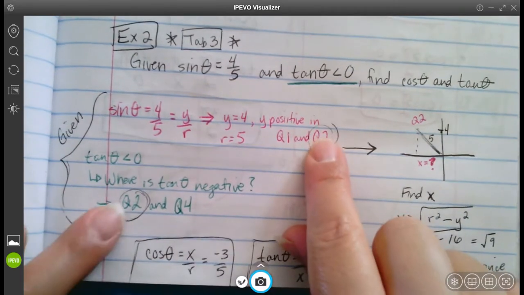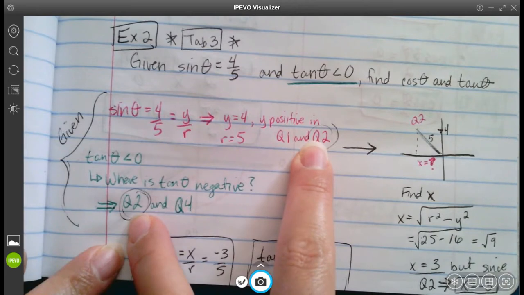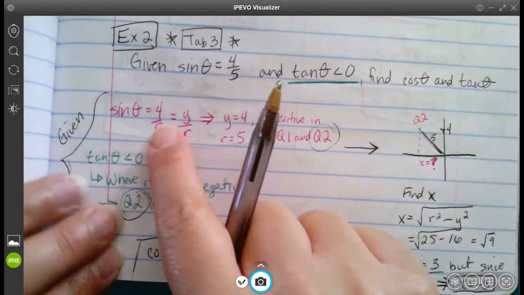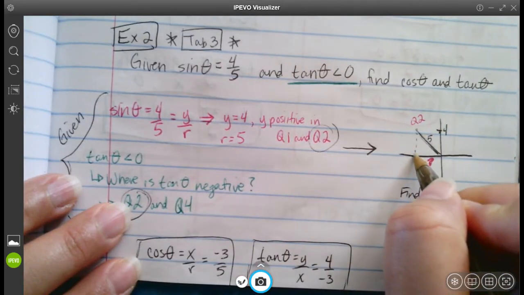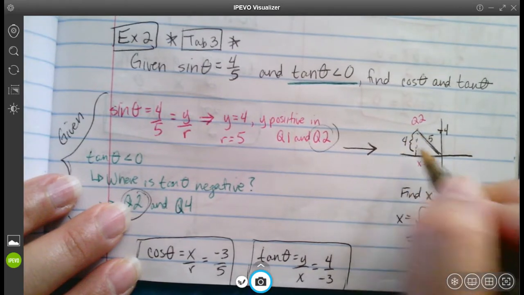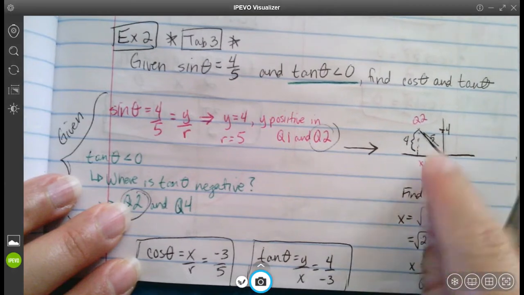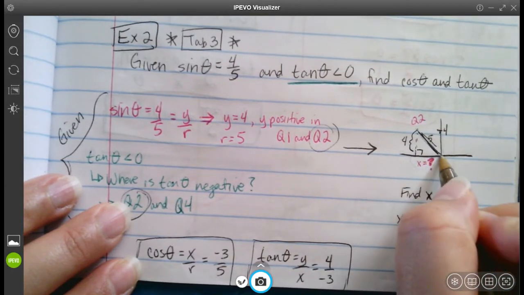So we can see that there's an overlap in quadrant 2, and that's why we chose quadrant 2. You can see here's my triangle, and since we know that y is 4, that means that this piece right here is going to be 4, and r is 5, so that's the radius. So we need x. We need the last part of the triangle, x.